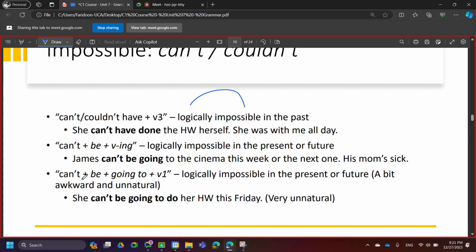Okay, and can't plus be plus going to plus verb one, a very awkward sentence. It will be awkward 100%, as mentioned here. It will be unnatural as well, but it is technically true, so we're going to mention it as an honorable mention, so don't use it a lot. It means logically impossible in the present or even the future. Example: she can't be going to do her homework this Friday. It's very unnatural.